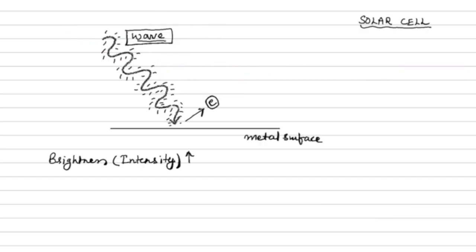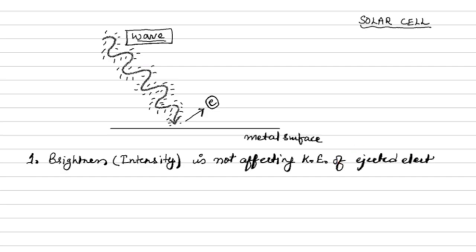Now we are getting doubt whether light is a wave or not. Let's write down the first finding, which is that the brightness of the light has nothing to do with the kinetic energy of ejected electron. Or we can say brightness or intensity is not affecting kinetic energy. I'm writing shorthand KE, kinetic energy of ejected electrons.